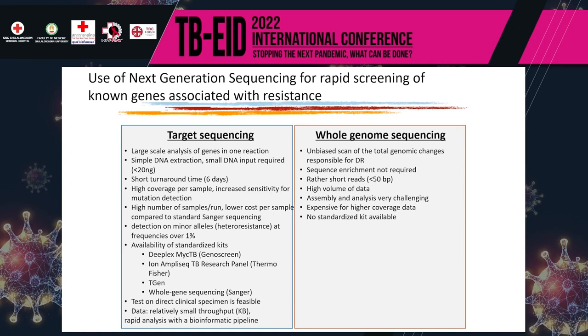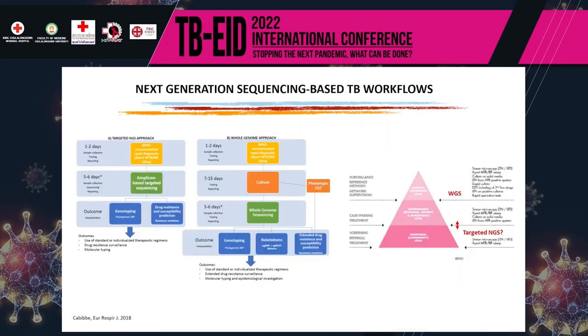Or we have the whole genome sequencing. The whole genome sequencing has the disadvantage that it requires the culture, but has the advantage that it allows us to target the whole genome. So also for future studies it allows us to collect precious information. Several works have been focusing on understanding how those tests could be based in real-life TB workflows.